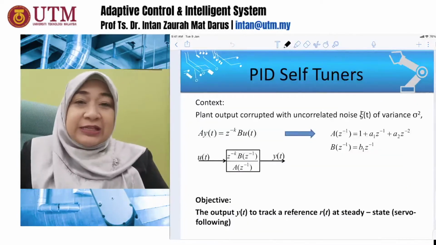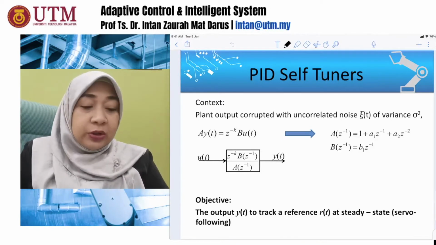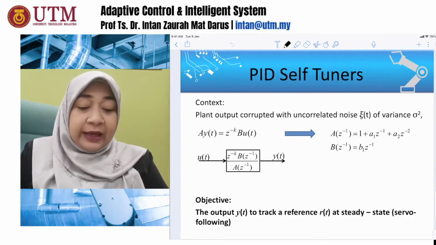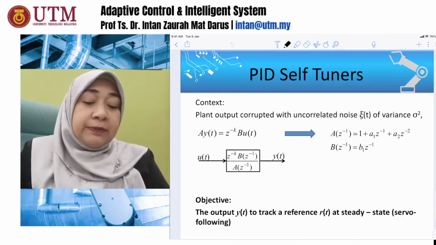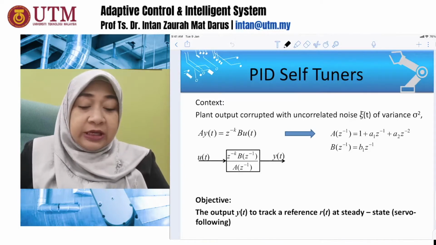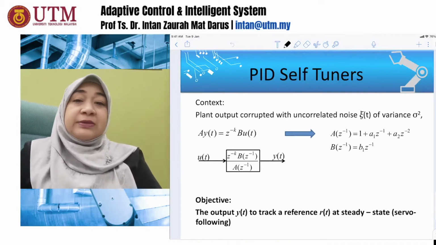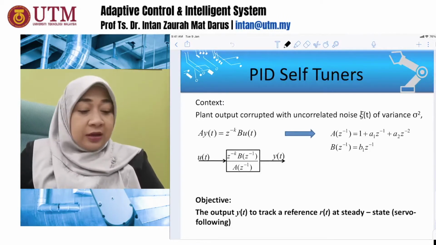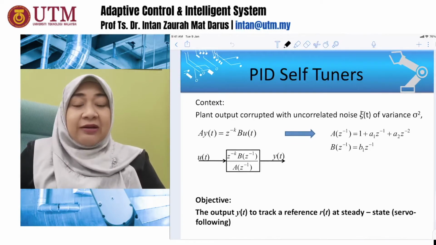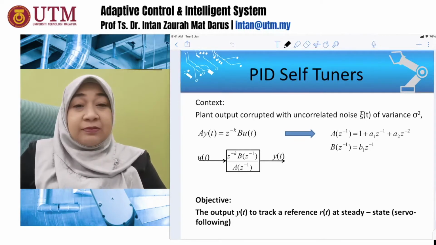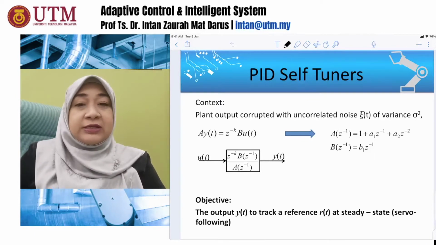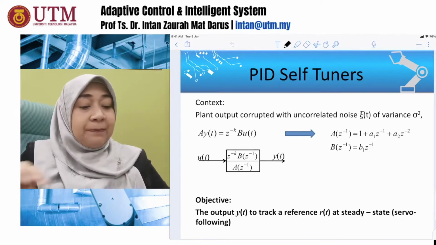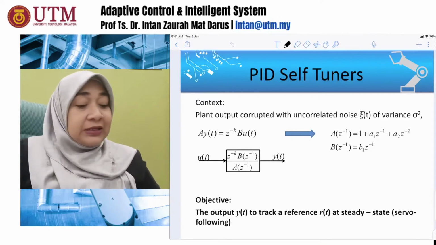Let's have a look at this plant where the system is described by an ARX model with parameter B over A. It's a polynomial, okay? And we have this input of U and output of Y. The objective of this system is actually we want to cancel the steady state error by having the system following the reference given to the input of the system. Okay, so the polynomials A and B are described here.